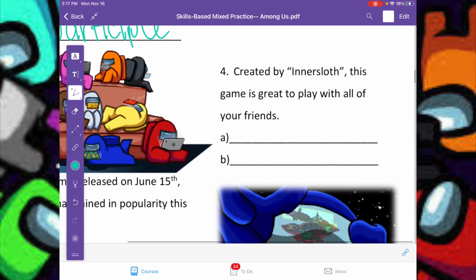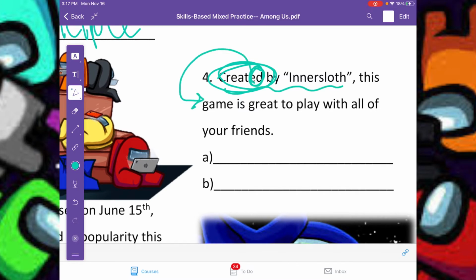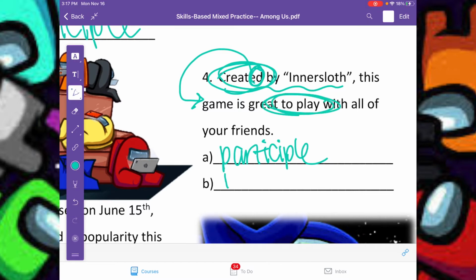Number 4, created by Inner Sloth, this game is great to play with all of your friends. We have 2. The first one, created, ends in ed. Created by Inner Sloth is describing the game, so this is a participle. It was a verb, it's now functioning as an adjective. The second one here is to play, to plus our verb, and that's going to be an infinitive.